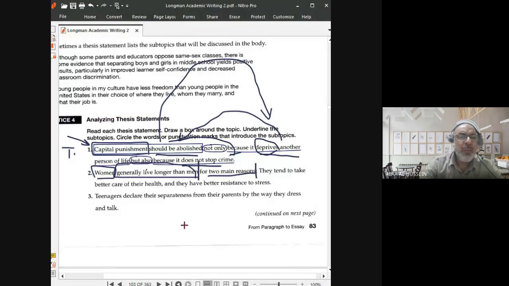Generally live longer than men. Why? For two main reasons. What are those main reasons? And here we have the colon. Why? The sub ideas are: they tend to take better care of their health. This is one. Second, they have better resistance to stress. اللي هاي ما اعتقد انها دقيقة المعلومة.